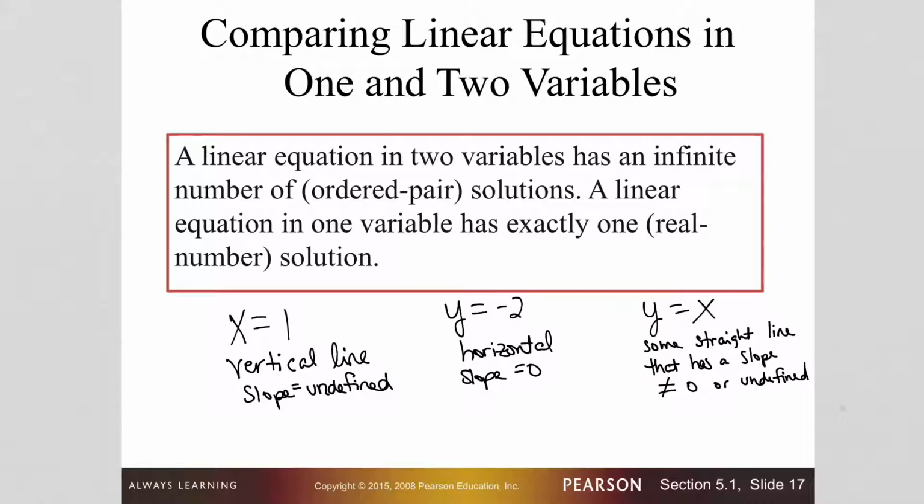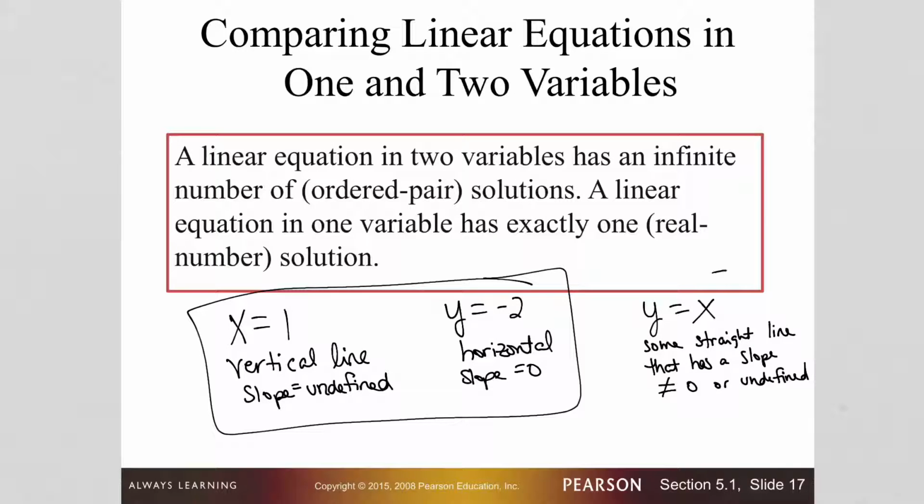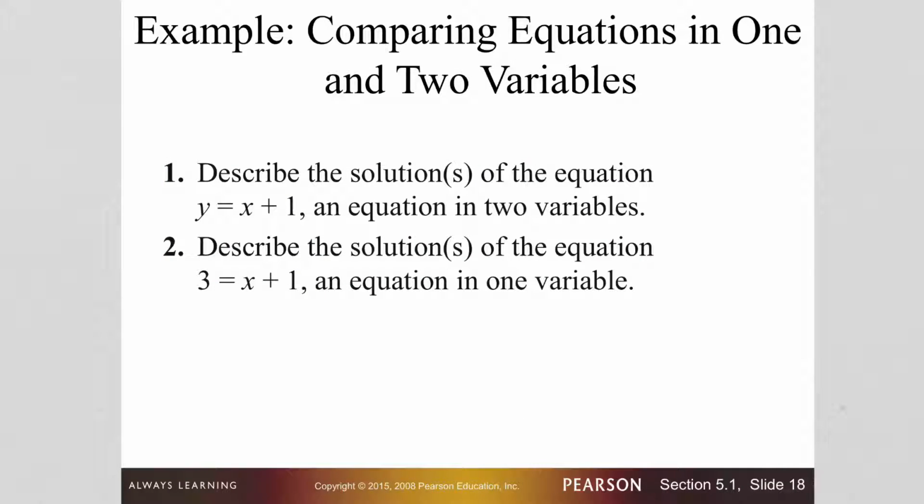Okay, so anytime you have only one variable, you have a special case of vertical or horizontal. If you have two variables, then your line will have some sort of slope to it, and it won't be 0, it won't be undefined. So let's take a look at these two and let's talk about them. So describe the solutions of the equation y equals x plus 1 in two variables.